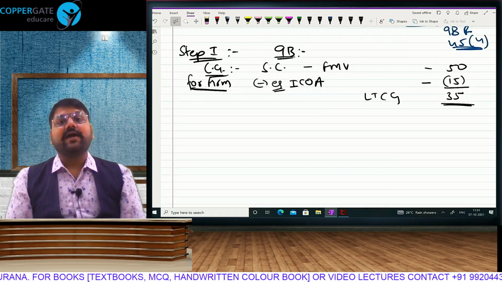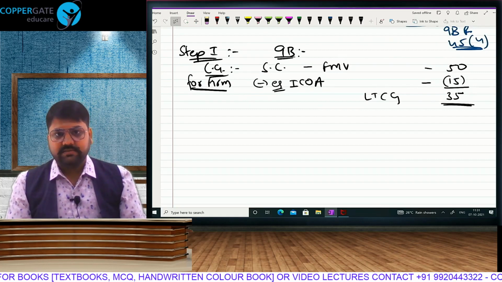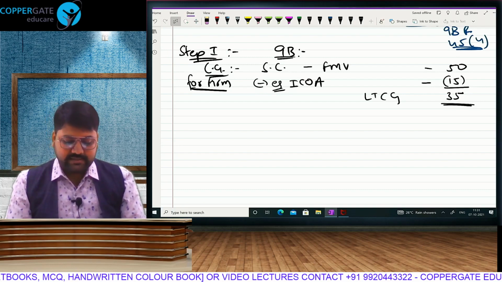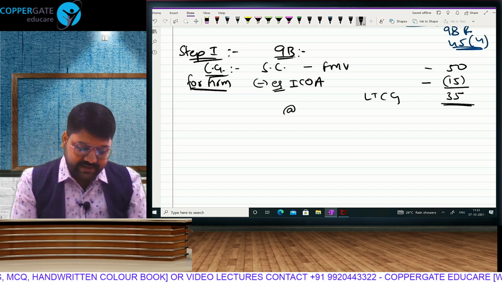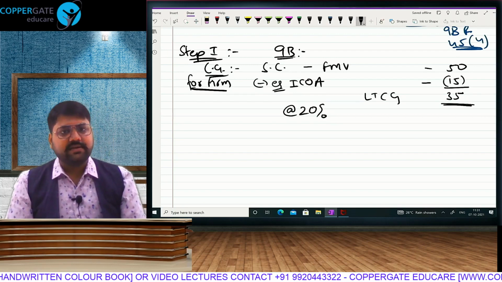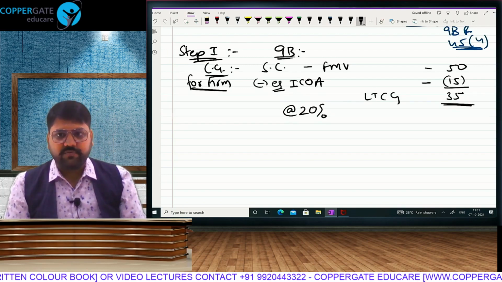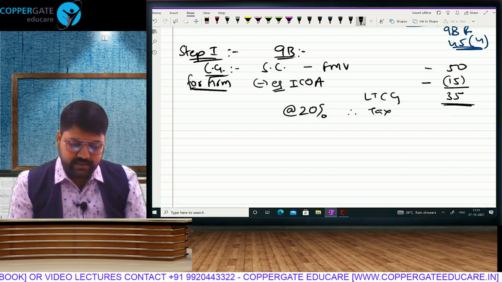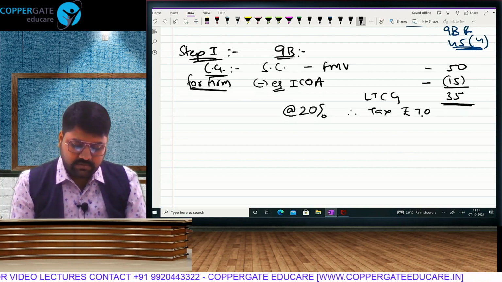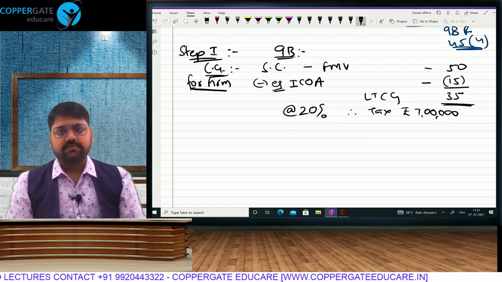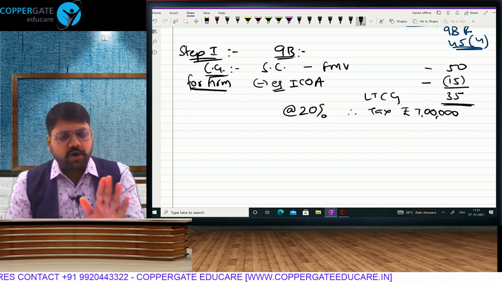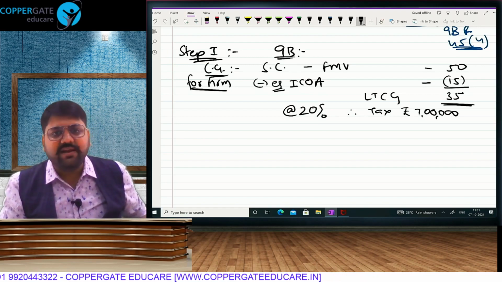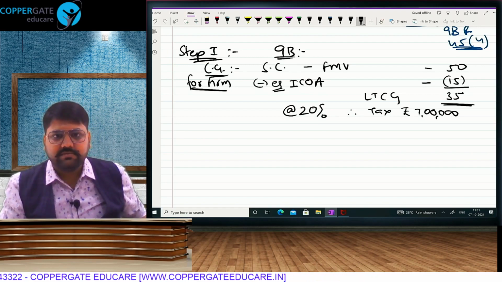On this 35 lakh rupees, the firm will have to pay tax. Long-term capital gain will be taxable at 20%. We have already studied that this rate of 20% will also be applicable. And therefore, there is going to be tax of rupees 7 lakh. Correct? Of course, you know this, I know this, that 7 lakh cannot be the final tax liability.